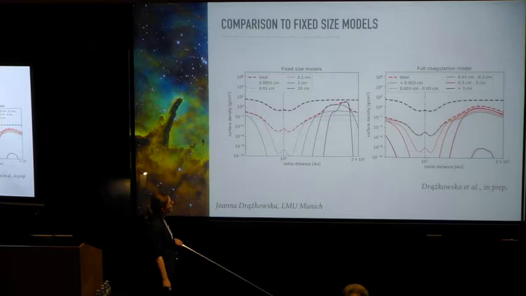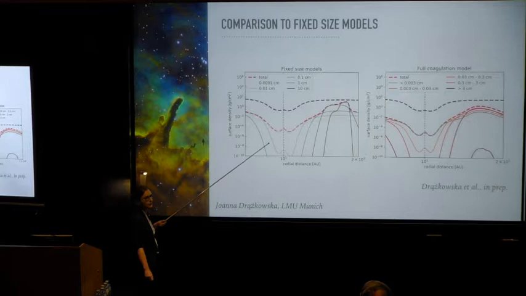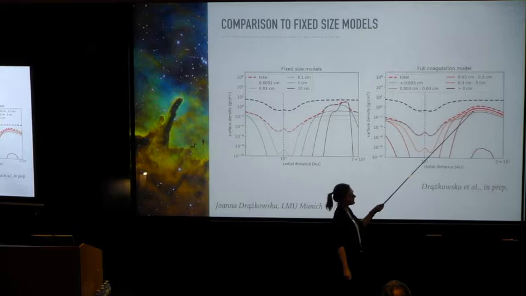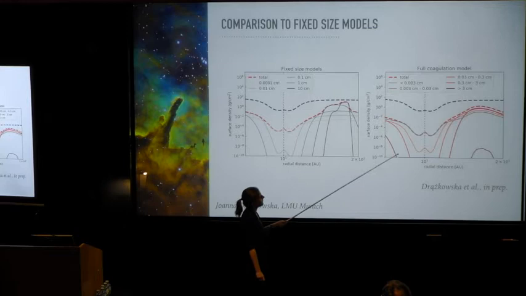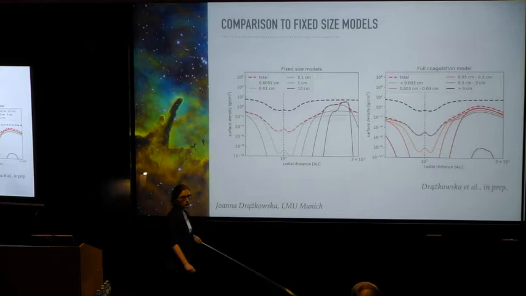And it doesn't look really bad, right? It doesn't look that different from the fixed size models because the general behavior is reproduced: we only have the largest grains in this region of the trap. And inside of the gap, we only have the smallest grains, so it's the same. But I would like to point you to two differences.